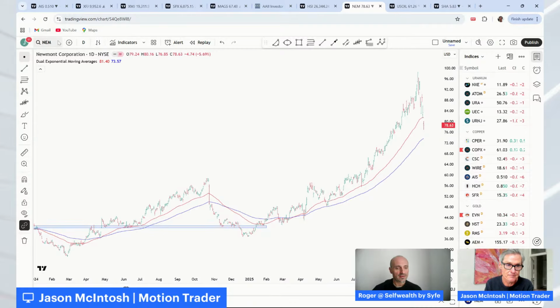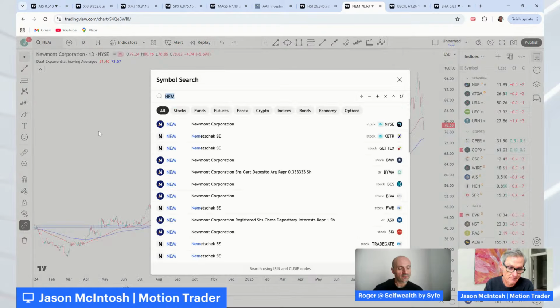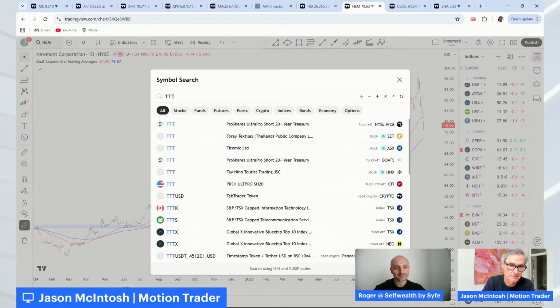Okay, fantastic. Koala, we've done a bit of discussion around rare earths and ARU, so let's move on to the next one. D. Smith, let's have a look at TTT, please.